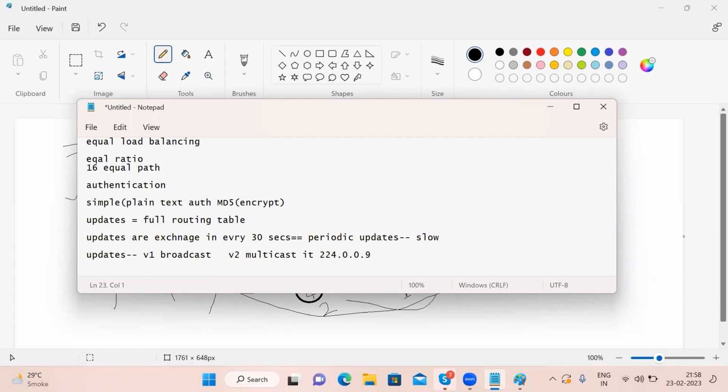Updates are exchanged every 30 seconds. So are these updates the routing table, or is there something else? The complete routing table, every 30 seconds. Even if there is no change in the routing table, they keep exchanging it. Every 30 seconds, the complete routing table, whether there is a change or not. That is the reason here.